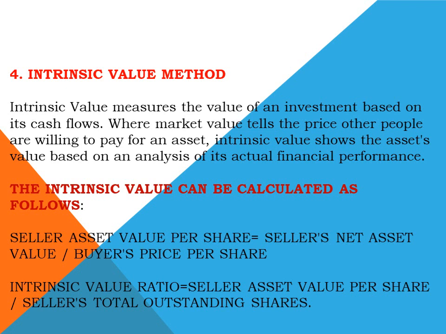The intrinsic value can be calculated as follows. First one is seller's assets value per share, that means equal to seller's net asset value divided by buyer's price per share. So we get seller's assets value per share. The intrinsic value ratio equals seller's assets value per share divided by seller's total outstanding shares. Now we get intrinsic value ratio.